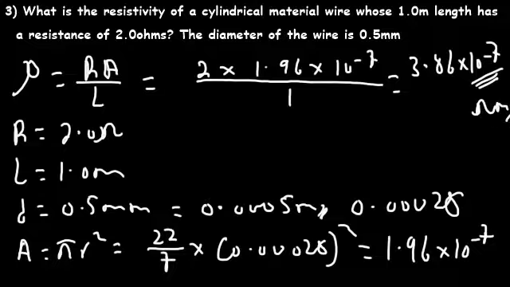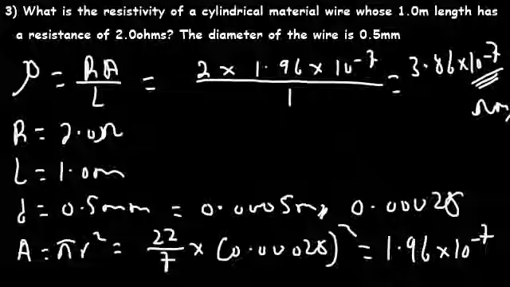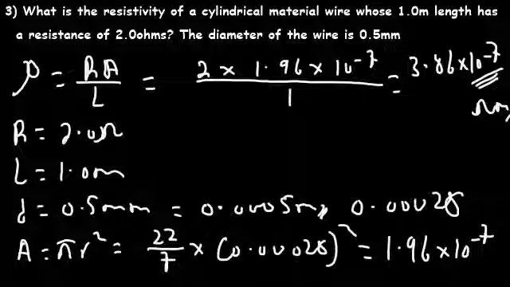And that's how to easily find the resistivity of a metallic conductor. I hope you find this helpful and understandable.